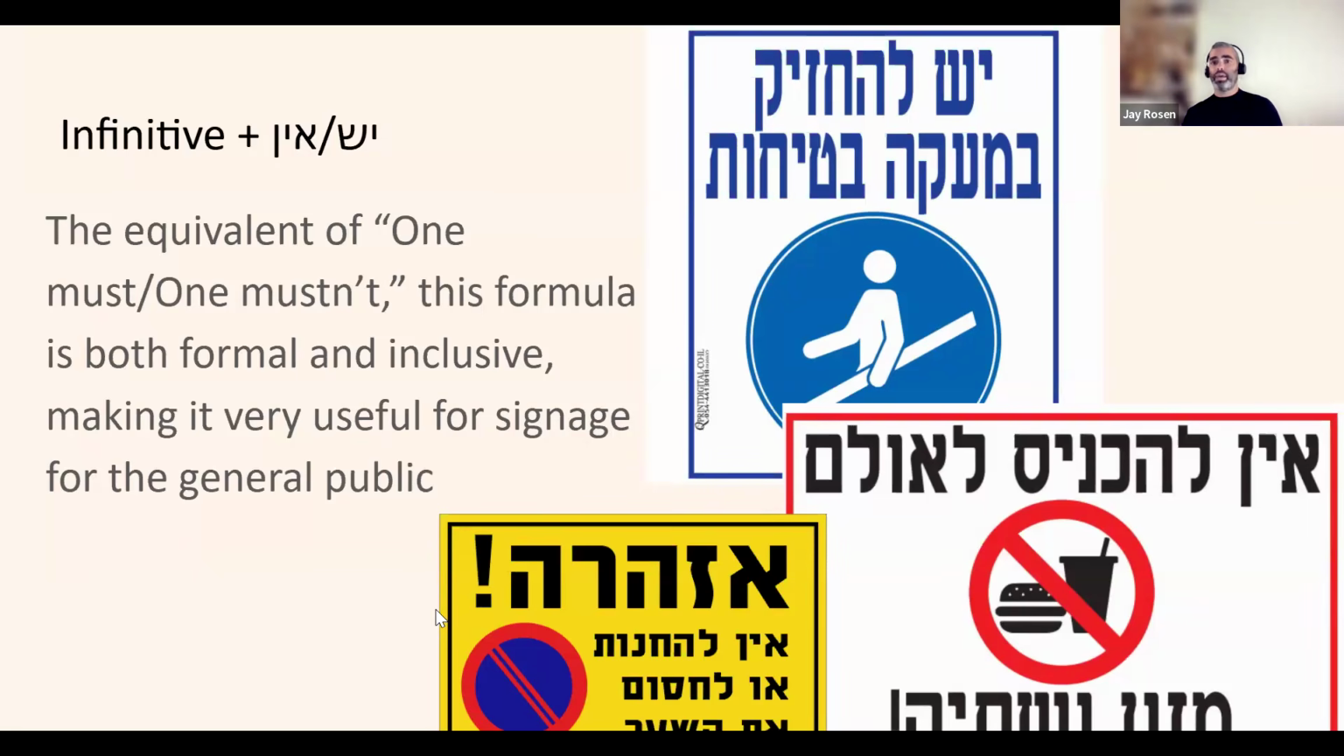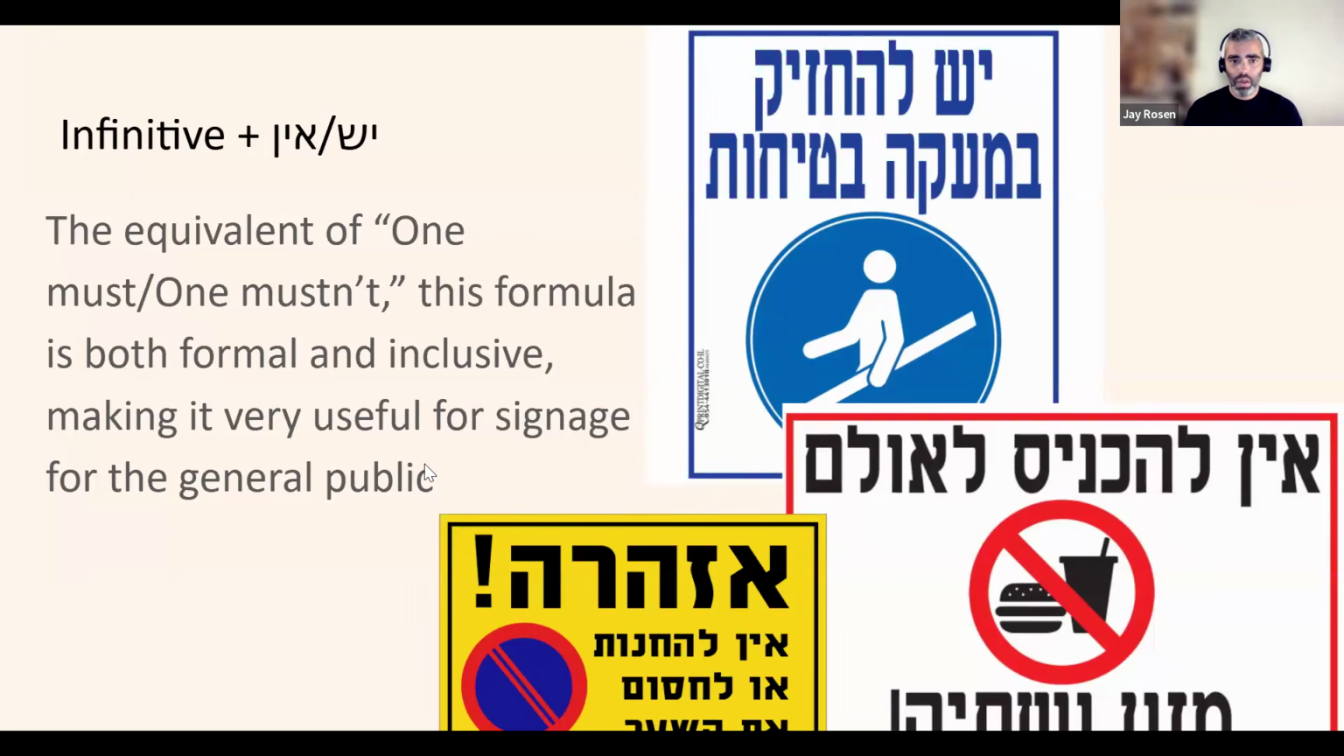Yesh lachzik b'ma'akeh b'tichut. One must hold the safety rail. One may not bring food or drink into the hall. One may not or cannot park at or block the gate. Okay. Very popular form that you see here.